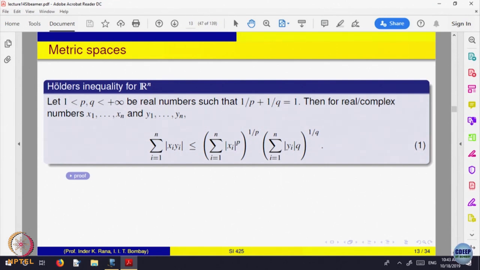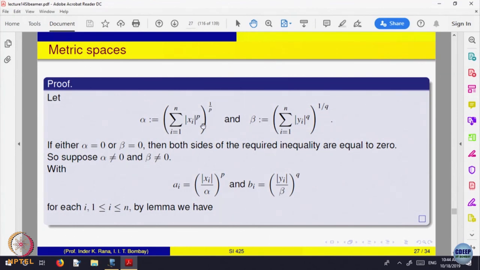If all x_i and all y_i are 0, then both sides are equal, nothing to prove, right. So, assume that the vector x with components x_1, x_2, ..., x_n and the vector y with components y_1, ..., y_n is not 0. Divide by that, if required, then you get vectors with norm x equal to 1, norm y equal to 1 and you have to show that this inequality holds. So, let us look at a proof of that. That is the basic idea.